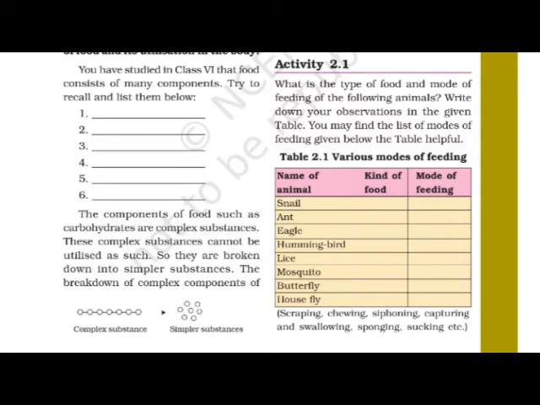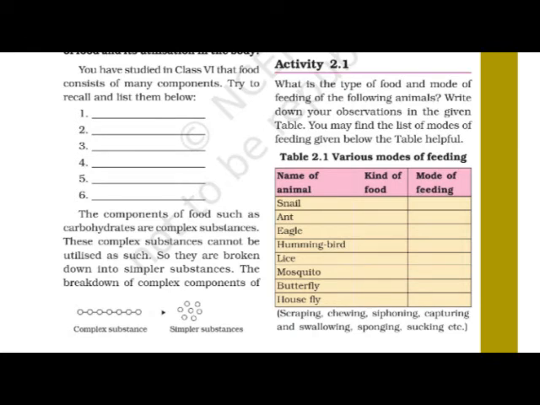The first name of the animal given is snail. Write there which kind of food the snail eats. To understand it, you can ask your parents also, and if parents don't know about it, you can search on the internet. Okay, what does the snail eat? Then the mode of feeding: how the snail eats the food, whether it chews, it sucks the food, or anything else.